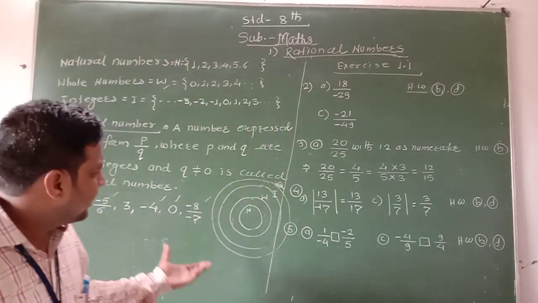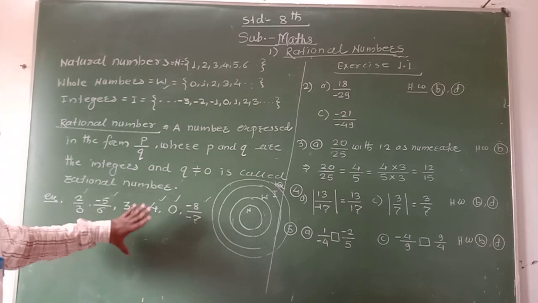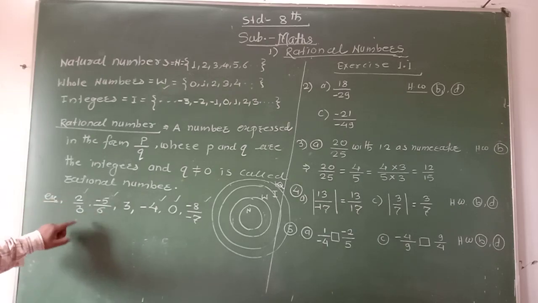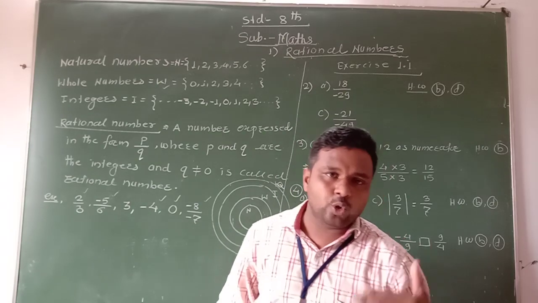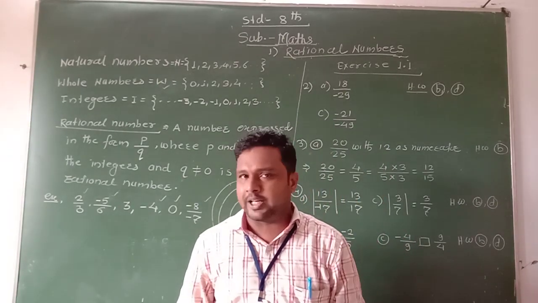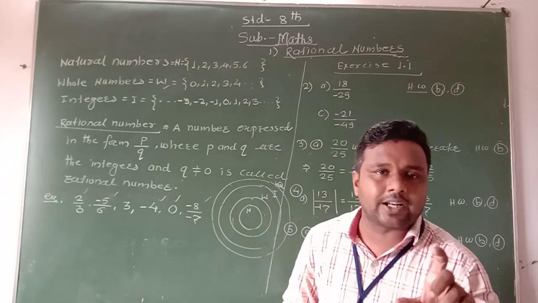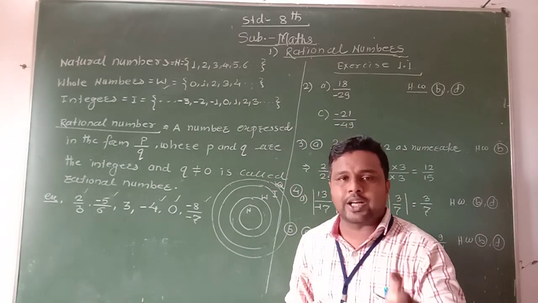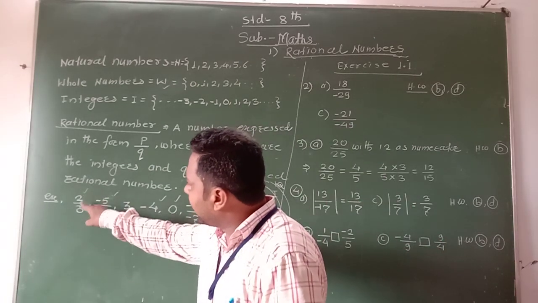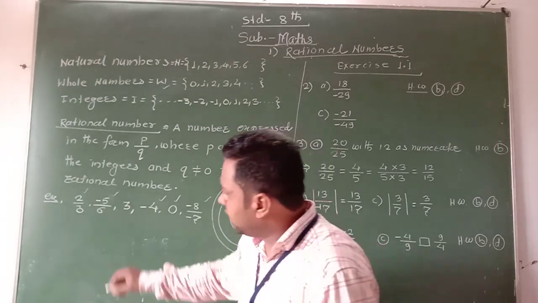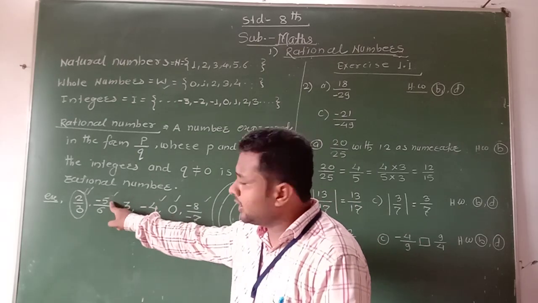Now from here, we explain what a positive rational number is and what a negative rational number is. Now 2 upon 3. What is a positive rational number? A rational number in which numerator and denominator have the same sign is called a positive rational number. In the example 2 upon 3, numerator and denominator are both positive, therefore this number is called a positive rational number.